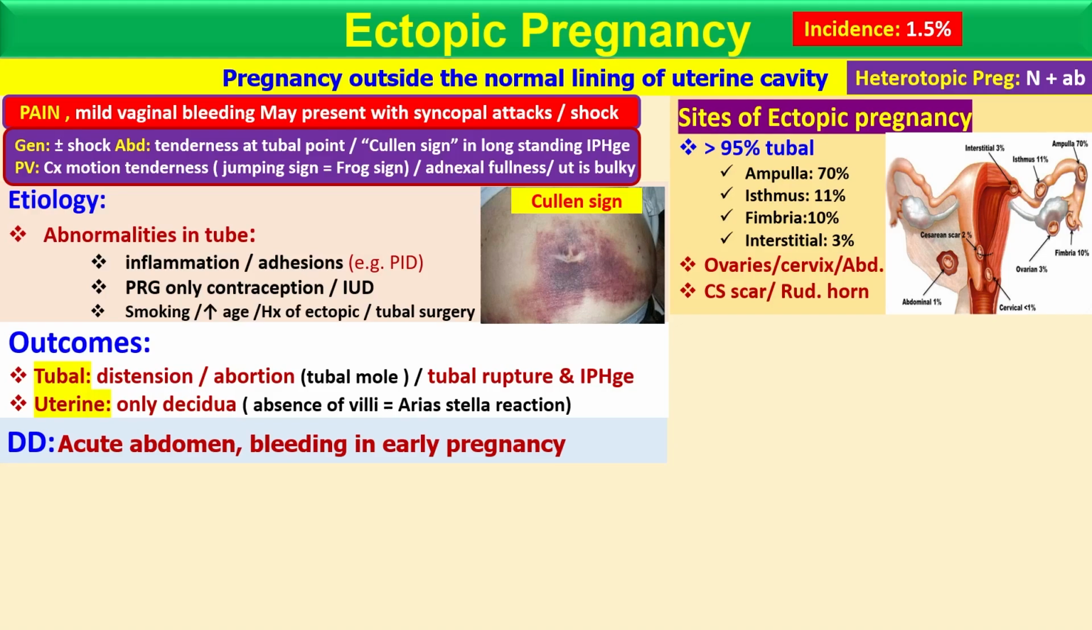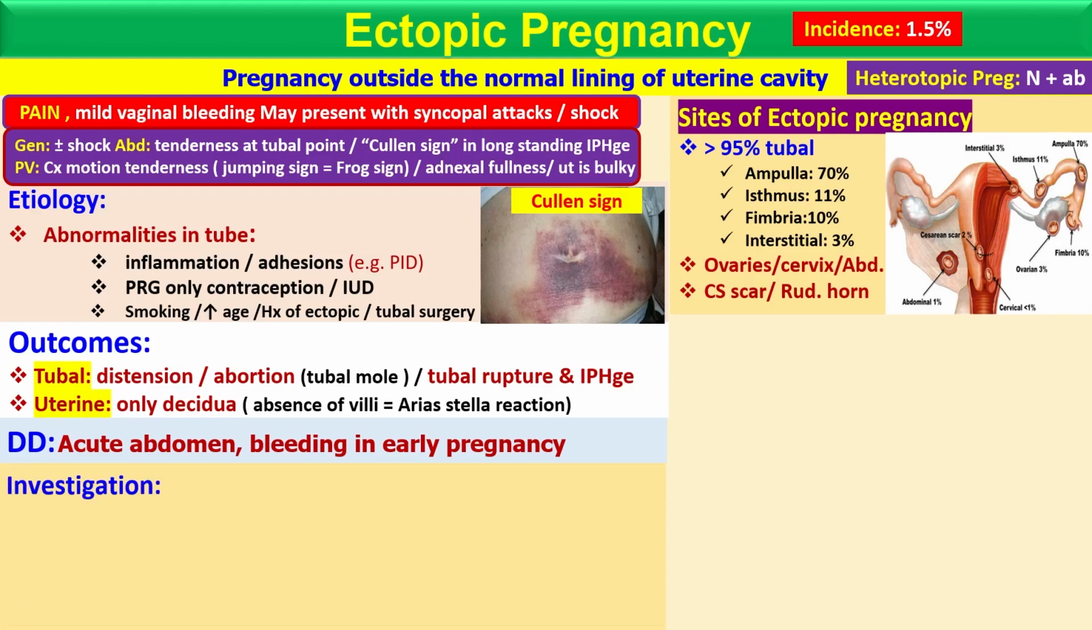What are the differential diagnoses? You can think of all the etiologies of acute abdomen or bleeding in early pregnancy. For example, in acute abdomen, you will see appendicitis, or any malignancy, or PCO, and endometriosis. So whatever causes acute abdomen, these are the differential diagnoses of ectopic pregnancy.